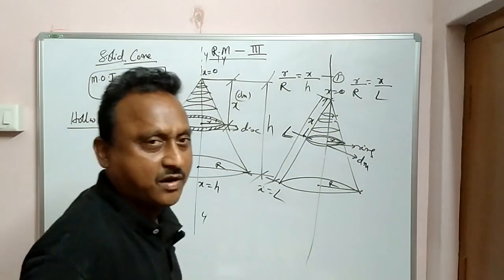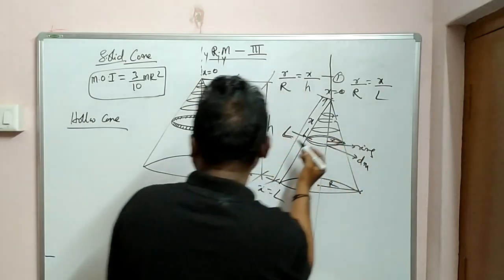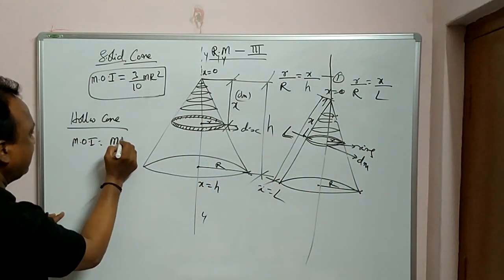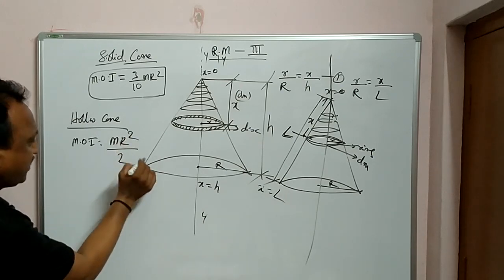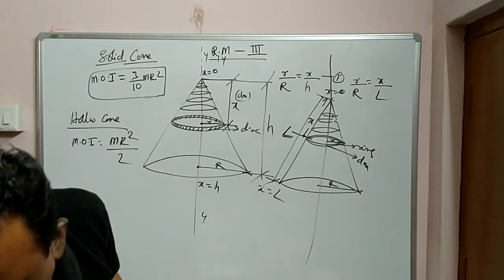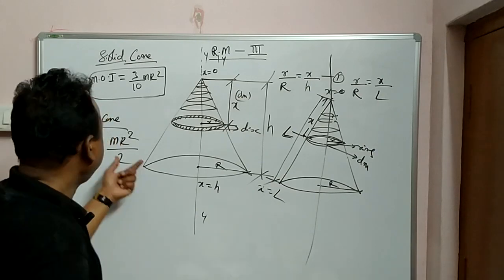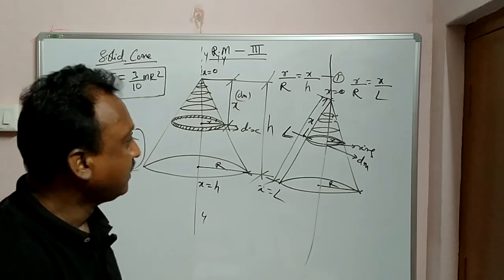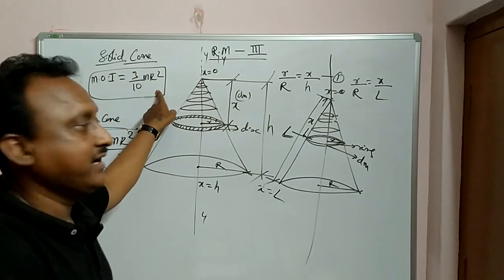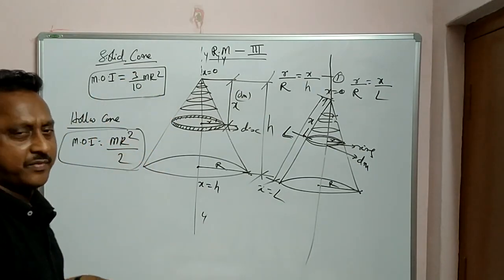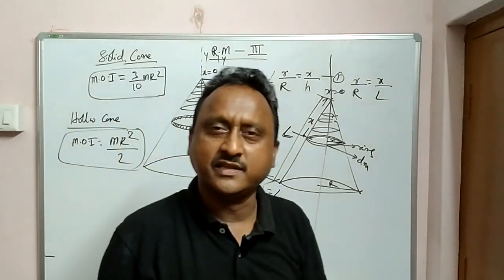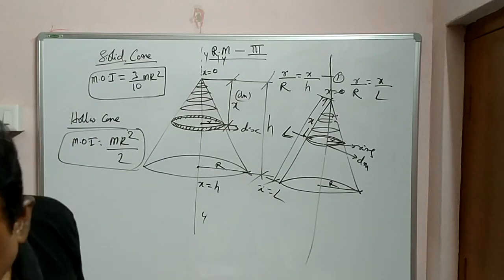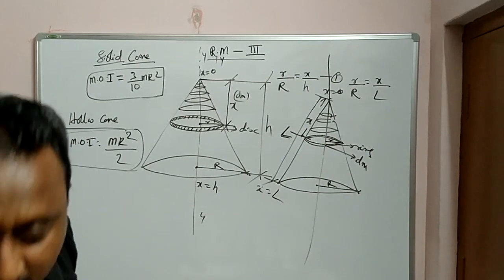So here you will be getting how much value? Moment of inertia, right? Shall I write here? Moment of inertia is given by simply mr square by 2. Okay? So this is the moment of inertia of a what? Hollow cone. Solid cone is 3 by 10 mr square. Hollow cone is mr square by 2. M is the total mass of the cone. R is the radius of the cone. Clear? Now these are the main moments of inertia they will be asking in the examination.